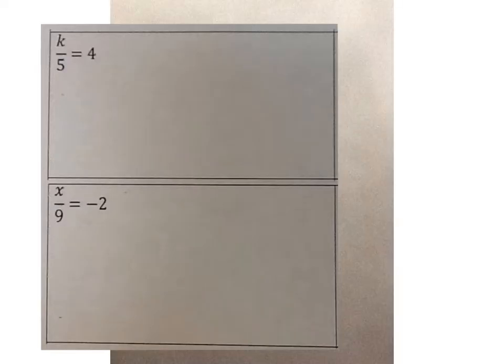We have k over 5 is equal to 4. We have to model k cut into 5 pieces. So what we have is k, but it's 1/5 of k. So we have 1/5 of k is equal to positive 4. So this is positive 4.